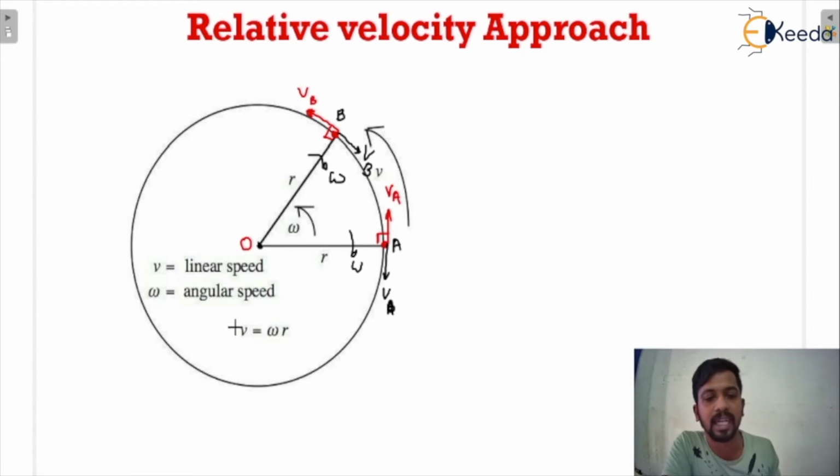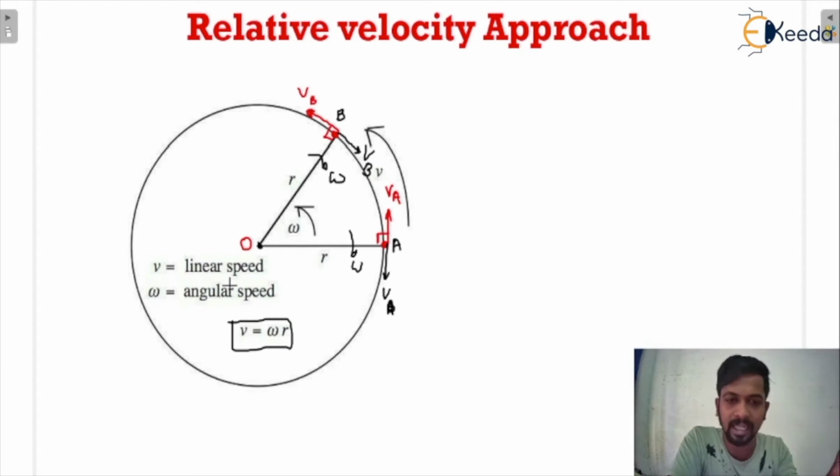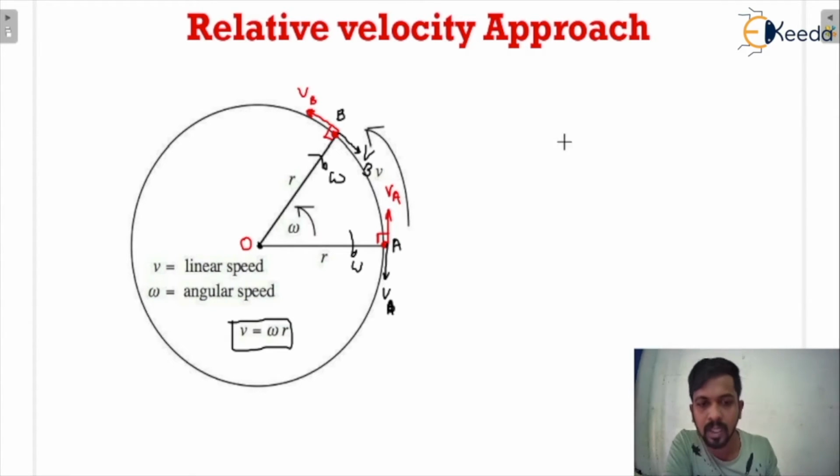Now we are going to understand the general formula for linear velocity, and the difference between linear speed and linear velocity. Speed is a scalar quantity, whereas velocity is a vector quantity. Speed doesn't have any direction, but velocity has direction. So the general formula that you must remember is V equals r omega.